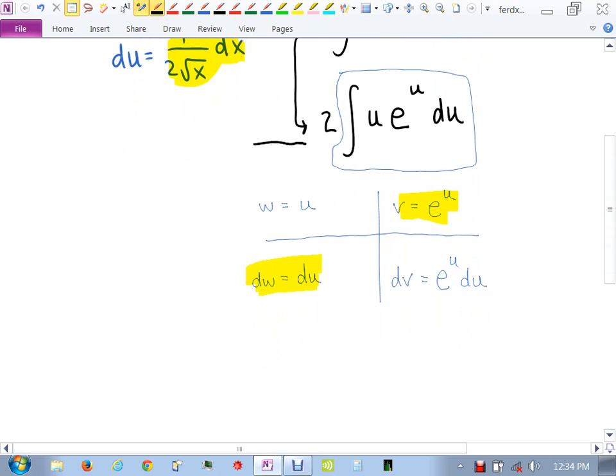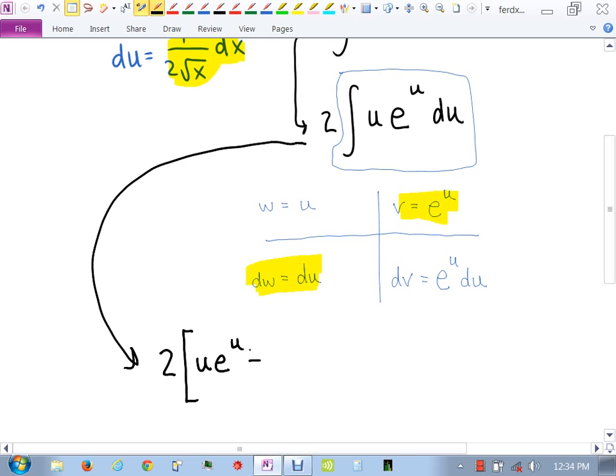So this integral becomes 2 times, then, w v, which is really what? u e to the u minus the integral of v dw, whatever. It's v dw instead of v du. So integral e to the u du.